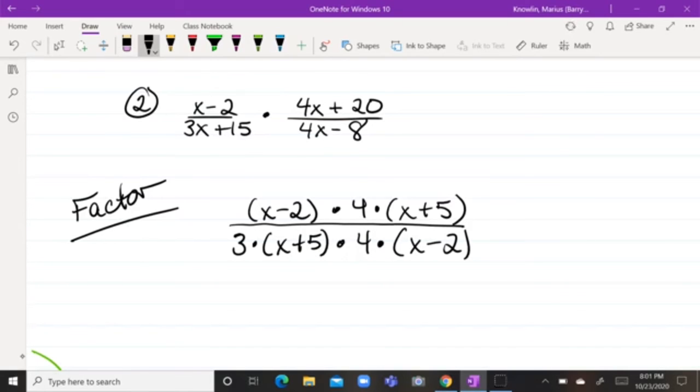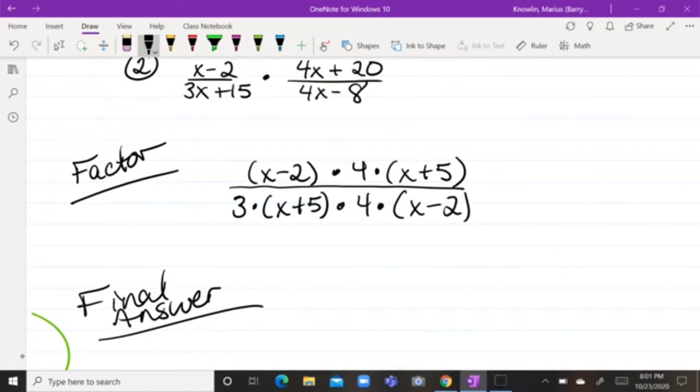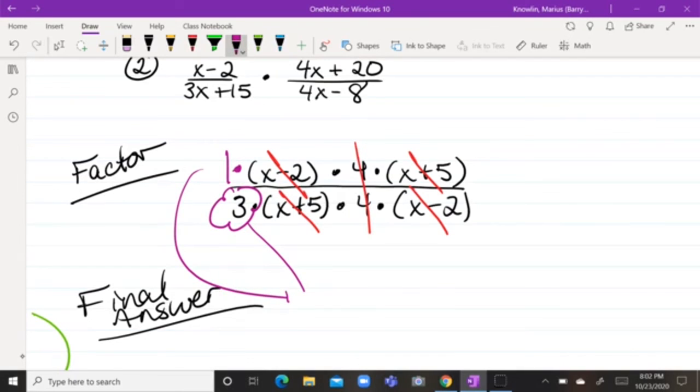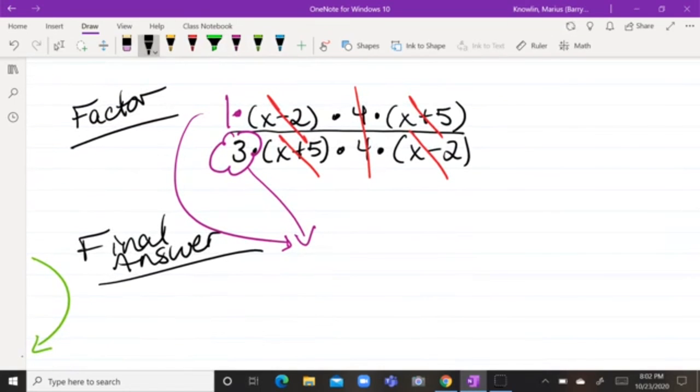If you don't want to regroup and you just want to go straight to your final answer, you can do that too. I just like to regroup because it helps with the visual, but we can do this right here. We can go ahead and get rid of the x minus 2's, the x plus 5's, and the 4's, and now we're left again with an imaginary 1 on the top and this leftover. So both of those will go into our final answer, which will just give us 1/3, straight like that.